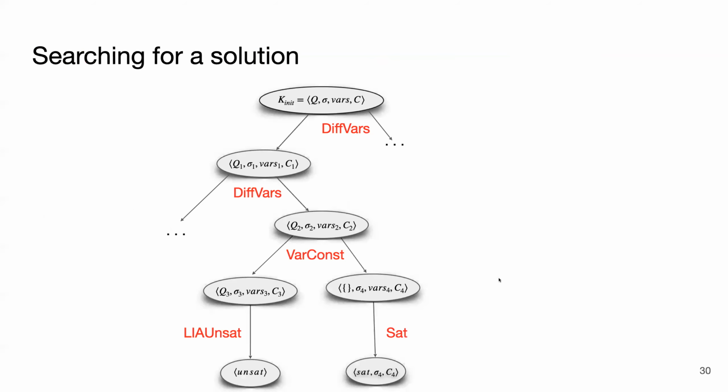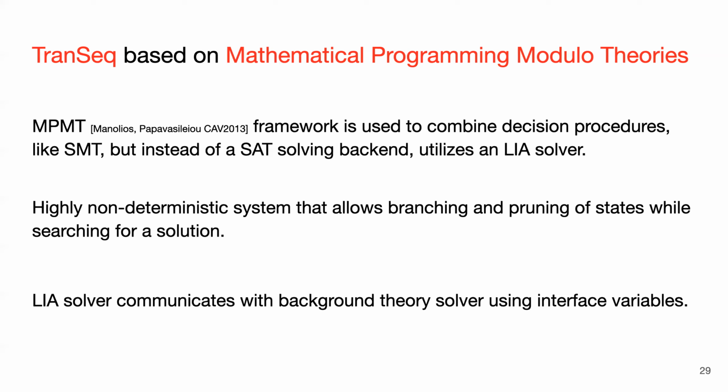Just to make sure I understand the novelty, LIA is some kind of stock software that you take and plug it into MPMT, right? Yes. Okay. So what we used is the Z3 LIA solver, and it's a decision procedure for linear integer arithmetic. So we assume its soundness and completeness, and we use it as a backend to our tool. Cool.